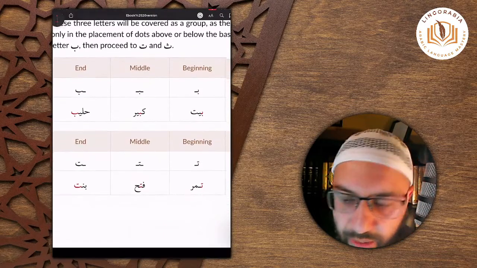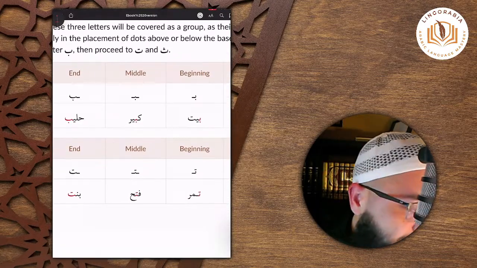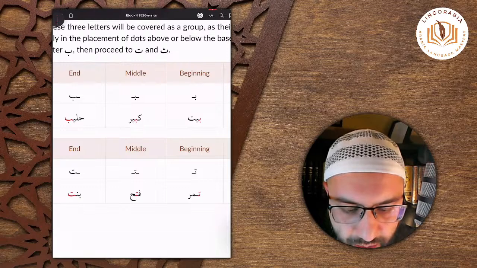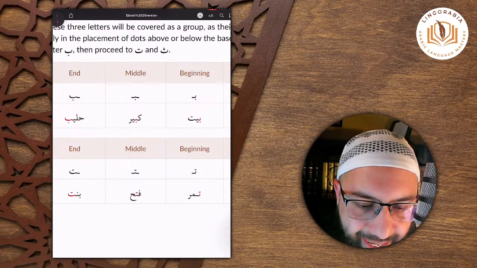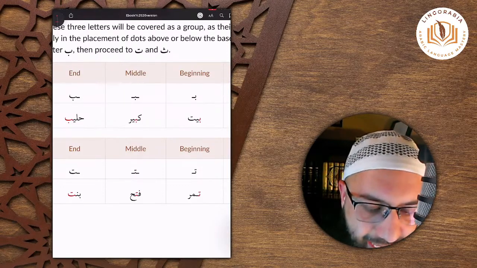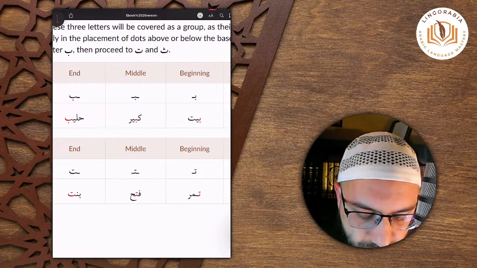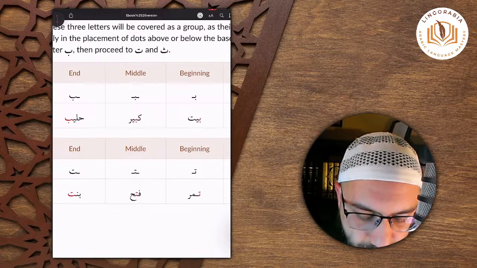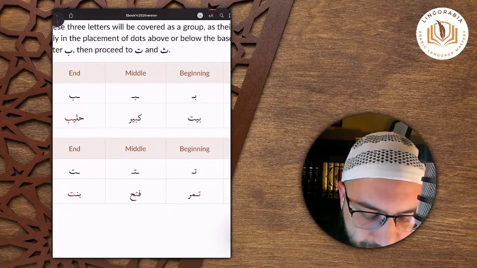Let's carry on to the next letter, the letter ta. Now, as you can see, guys, the letter ta is similar to the letter ba.